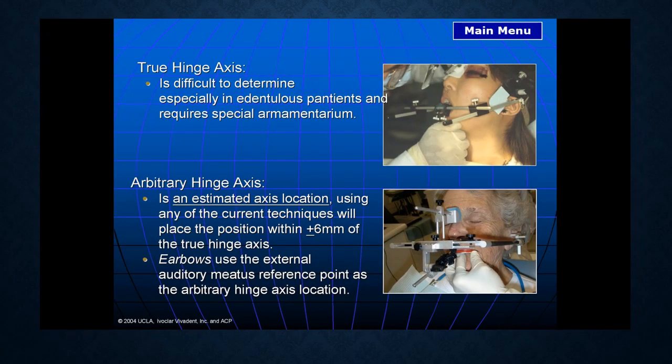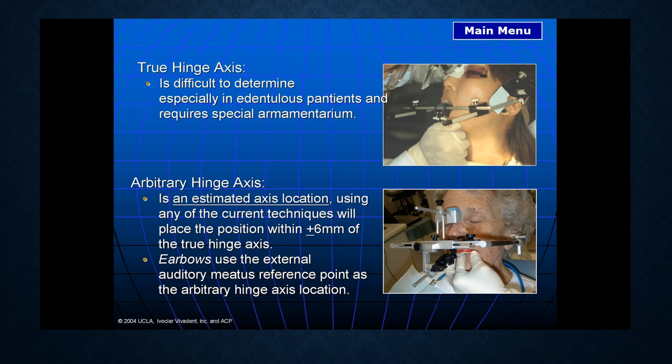Well, as I said, true hinge axis location using the kinematic facebow is really difficult to determine and requires special armamentarium, and it's mostly used in patients with full mouth rehabilitation. But the most popular one is the lower one on the screen. It's called the arbitrary hinge axis facebow. It is an estimated location using any of the current techniques. It will place the position with an accuracy within plus or minus 6 millimeters of the true hinge axis.